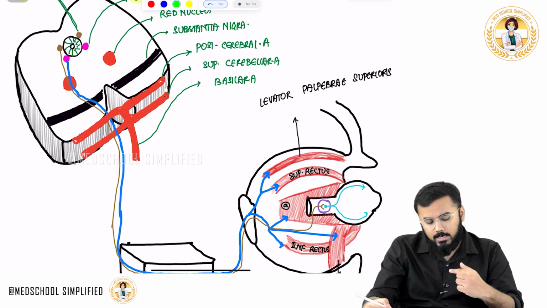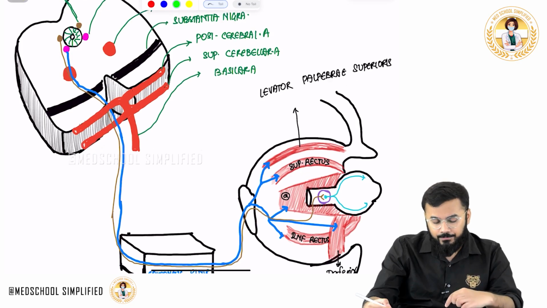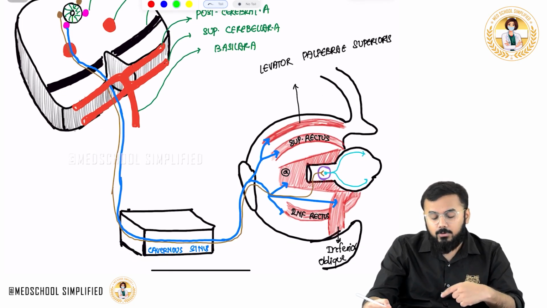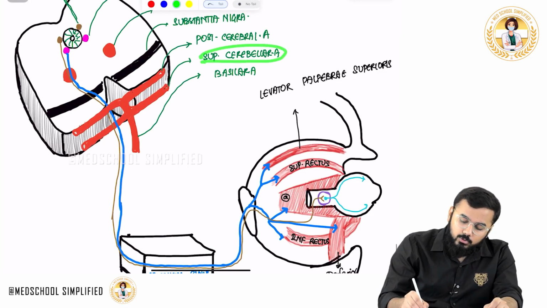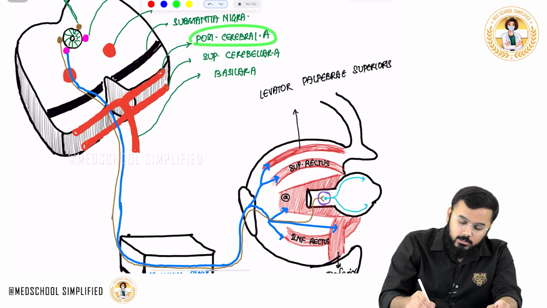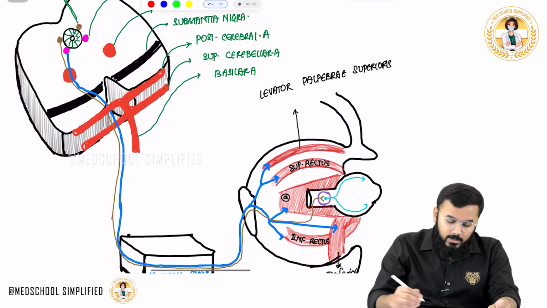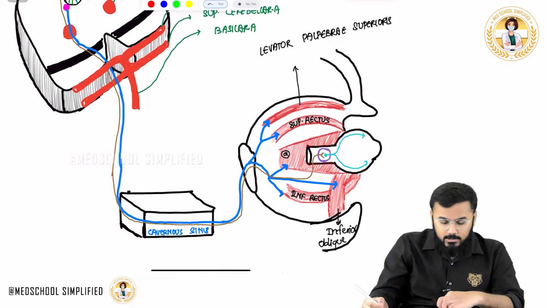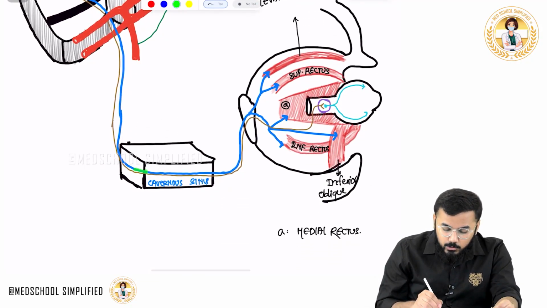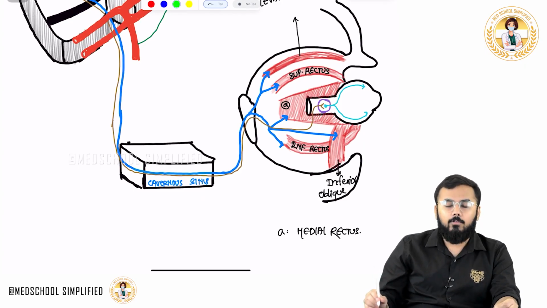So this nerve is passing along the medial half of substantia nigra. Then it is passing in between two arteries. One is called the superior cerebellar artery, another one is called the posterior cerebral artery. You see, it is passing between the two arteries, coming down all the way, and it is passing along the lateral wall of cavernous sinus.